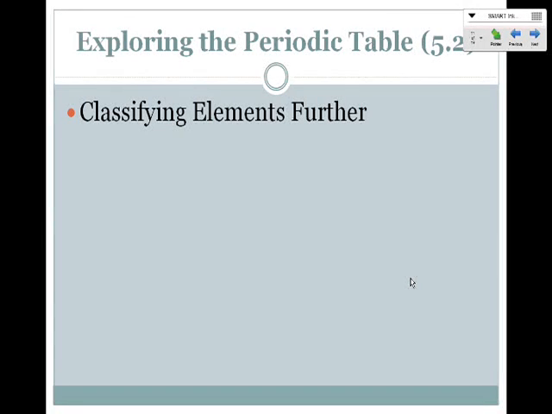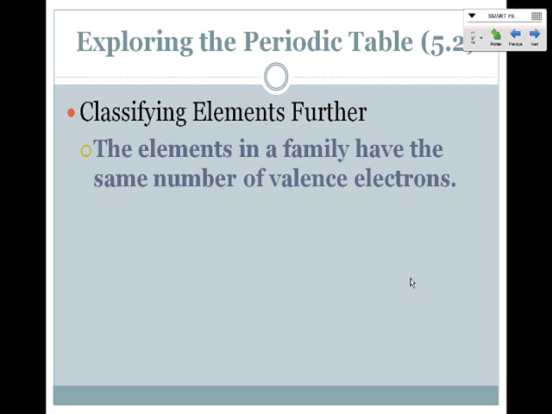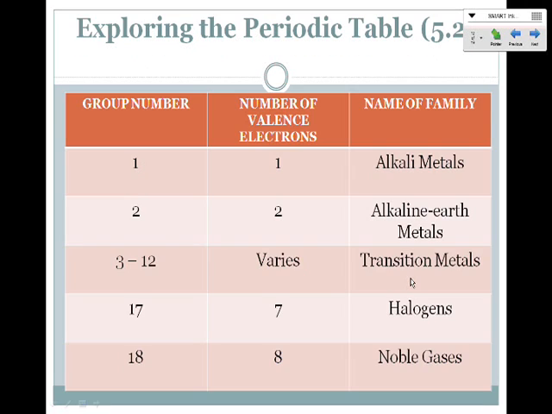Now, let's talk about how you classify them even further. So they start as metals, nonmetals, semiconductors, but you can actually classify them even further, because the ones that are in the same family have the same number of valence electrons, so we group those together. So group number 1, which is hydrogen and its column underneath it, they have one valence electron. They're called alkali metals. Group number 2 is alkaline earth metals, and they have two valence electrons. Now, groups 3 through 12, they are transition metals.